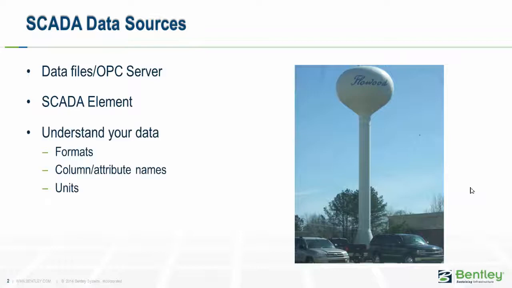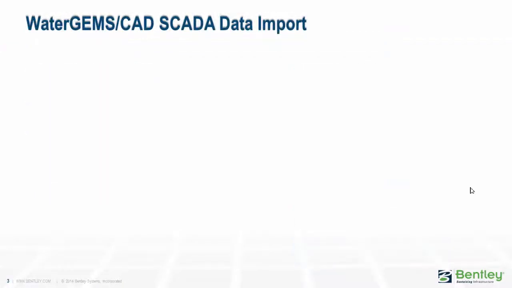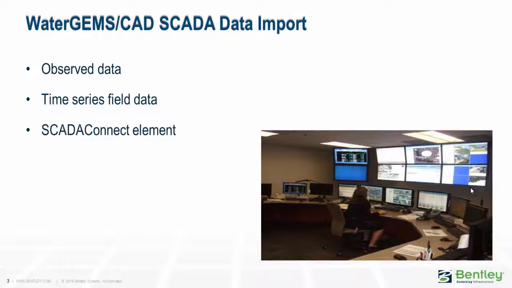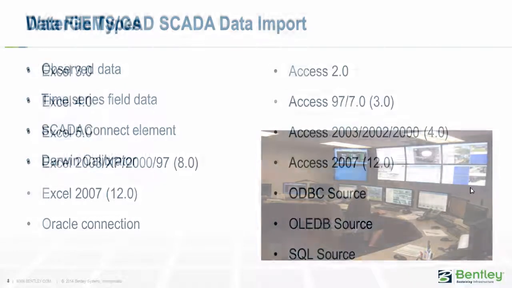And it's important when we get started here, when we talk about data sources and these new elements, to understand your data. Before you get into trying to bring it in, understand the format, understand how the columns or the attributes are lined up, what the attributes are named, what the units are of the data. It's very important to know your data when you get started in this kind of effort. So for the data import, we have three different ways of doing this. We've talked earlier in other talks about bringing in observed data into a graph or bringing in time series field data. And now I'm going to move on to the next element, which is a SCADAConnect element. We also can bring in data for Darwin Calibrator as well.